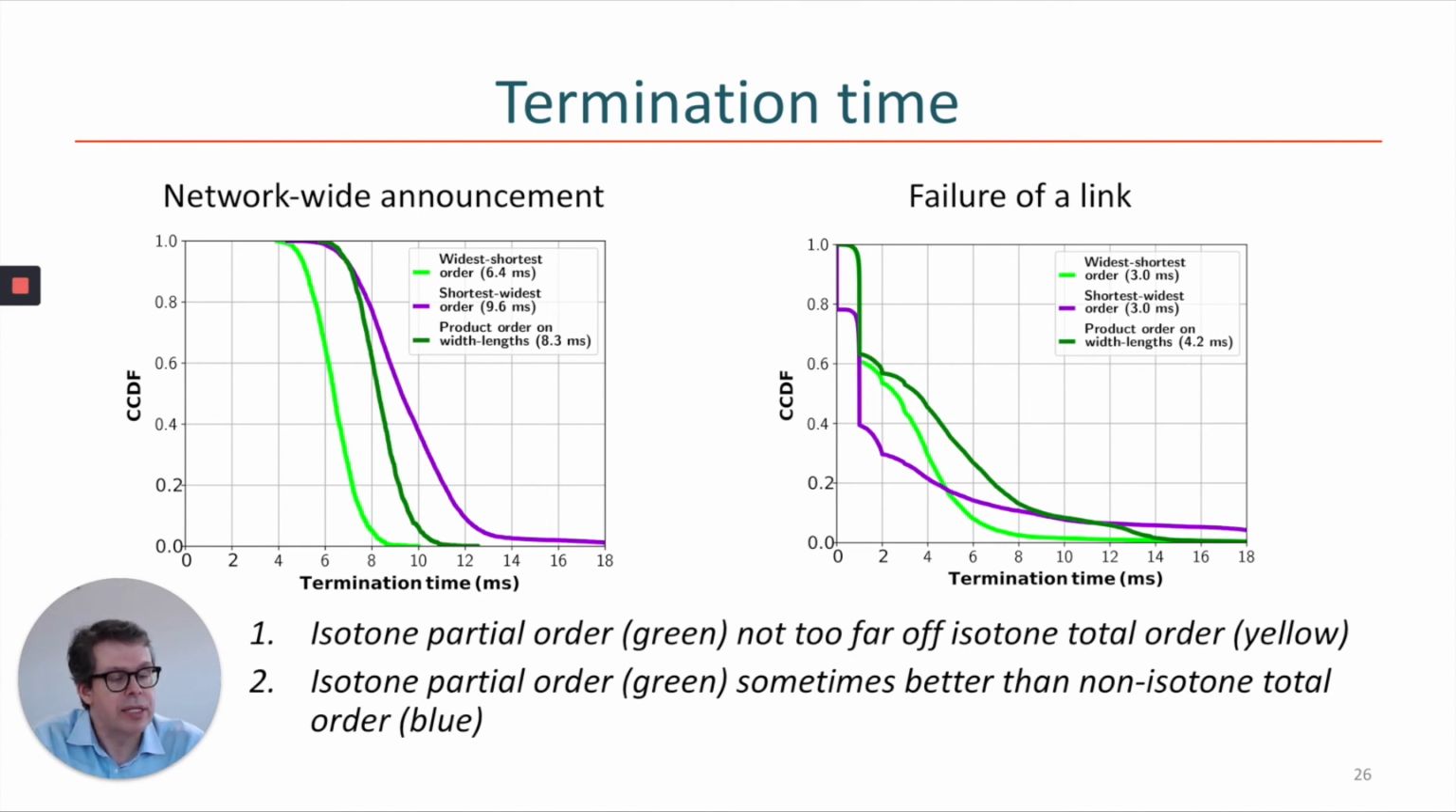The plot on the right shows the CCDF of the termination time for a link failure over all link failures. Briefly, we just make 2 comments. First, some link failures have only a local impact on the state of the protocol, and the shortest widest order, again, is the one with the heaviest tail of termination times.